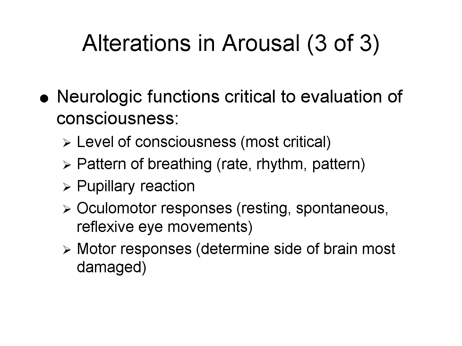In evaluating a patient's level of consciousness, several neurologic functions are essential. First and foremost is the level of consciousness itself. This is the most critical indicator of brain function. Next, we assess the patient's pattern of breathing, paying close attention to its rate, rhythm, and overall pattern. Pupillary reaction is another key observation, helping us detect signs of brainstem dysfunction.